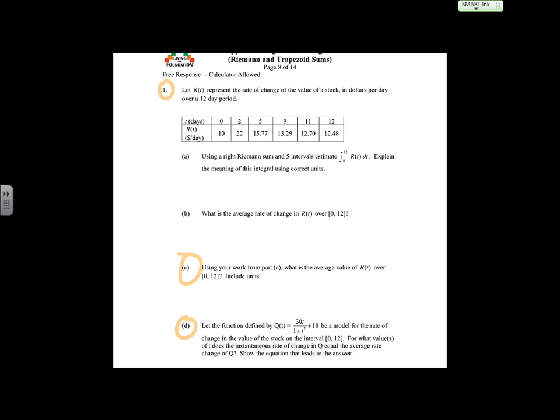Using your work from part A, we're not going to do all the work from part A, which is the right Riemann sum with 5 subintervals. Let's see, 1, 2, 3, 4, 5. Oh, perfect.